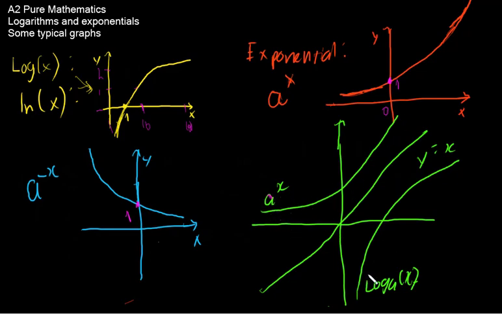So this is an exponential graph, and this is a natural logarithm graph. These two are actually reflections of each other through the y equals x line: if you reflect one through the y equals x line, you can get the other graph. So if you reflect a to the power of x, you get log base a of x. This also works if the base is e, and then this is ln x. So those are some of the typical graphs that might be useful when you imagine them in the exam.